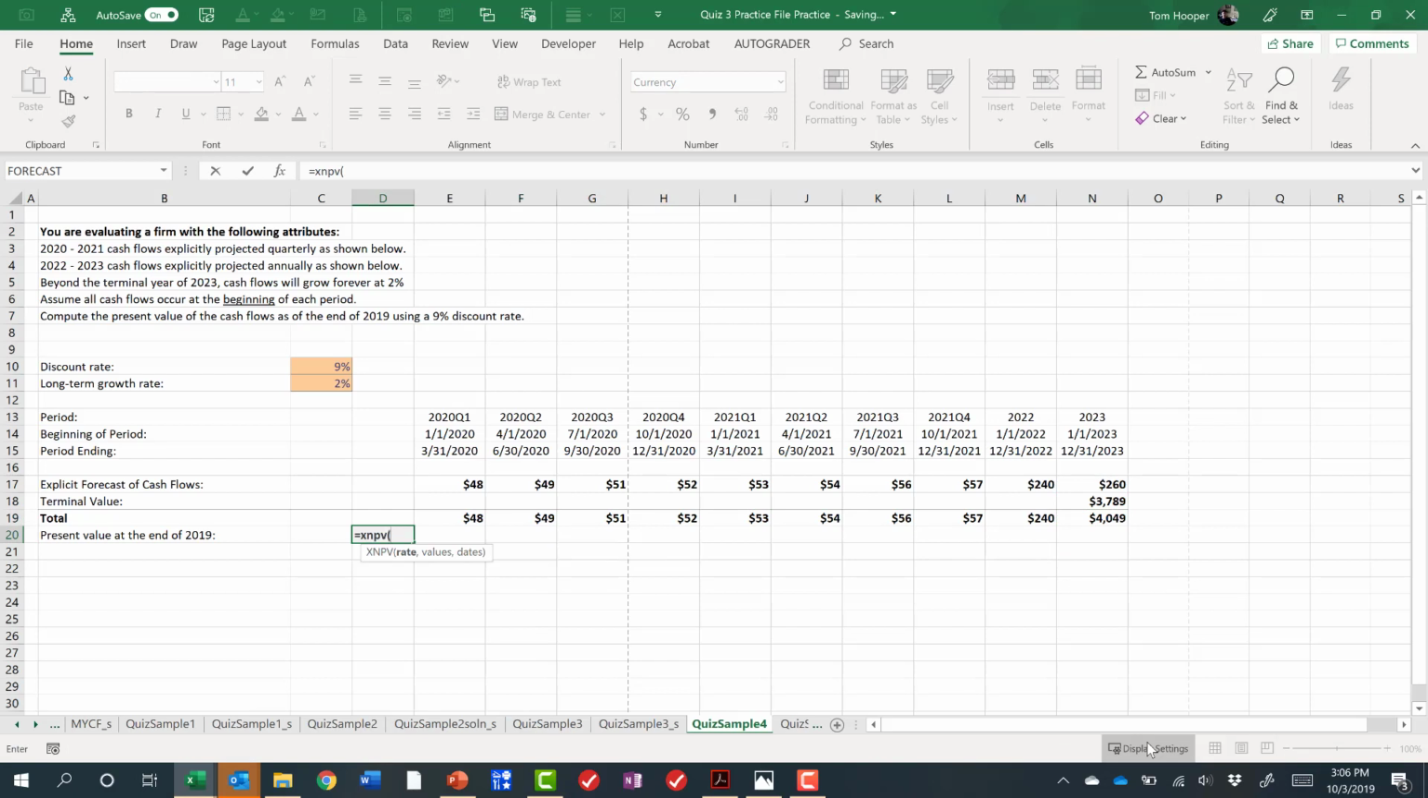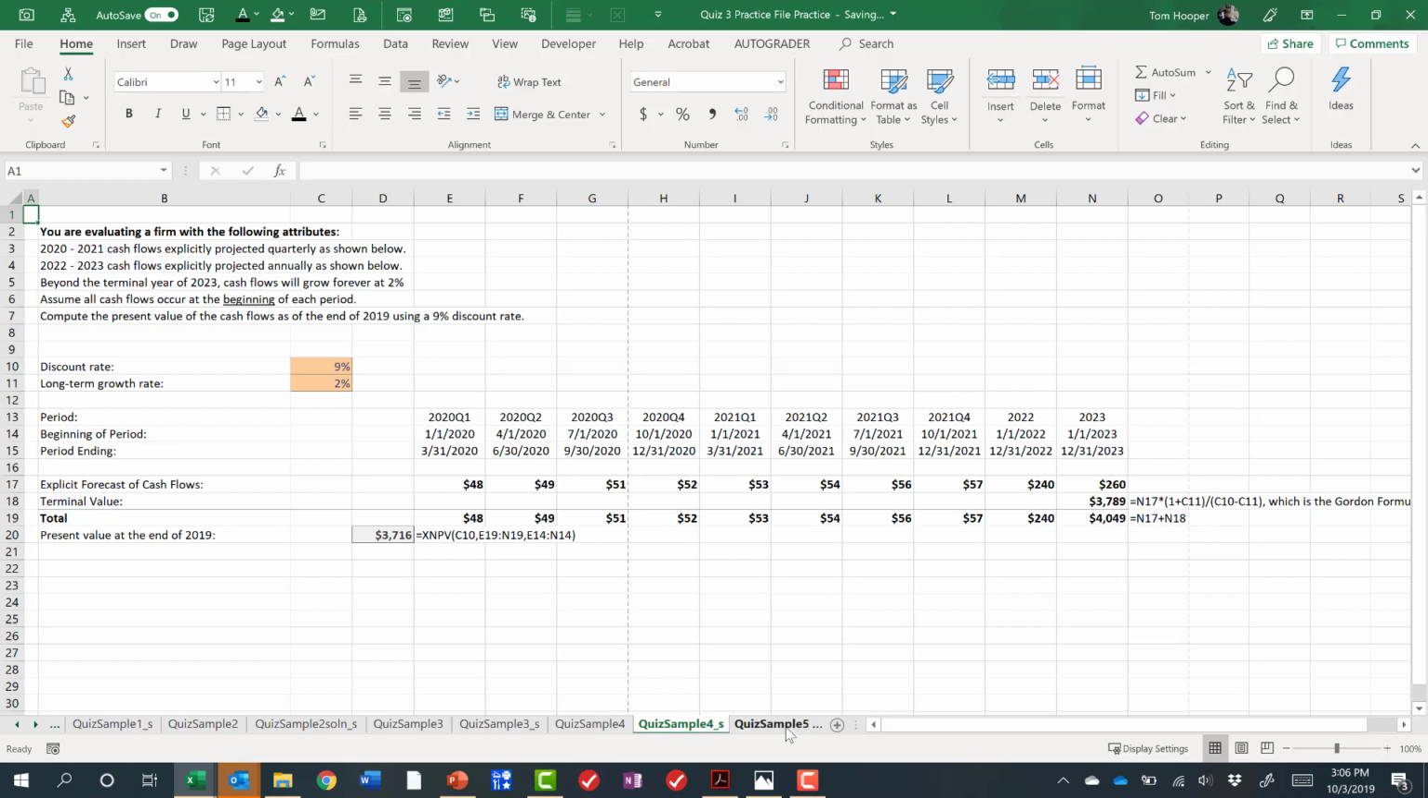XNPV, give it the discount rate, the values, and the beginning dates. I've given you both the beginning and the end to choose from. So hopefully 3716 is the right answer.